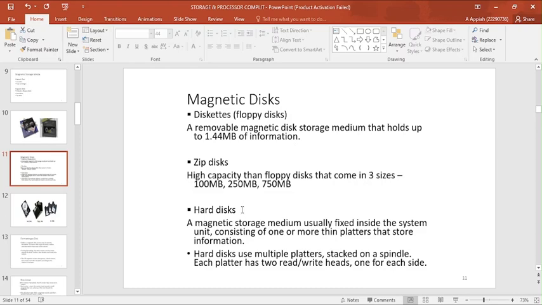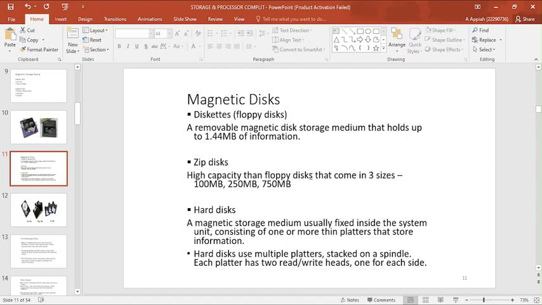Now the biggest among these is the hard disk, the one that we mostly have in our system unit. It is a magnetic storage medium, usually fixed inside the system unit, consisting of one or more thin platters that store data or information.